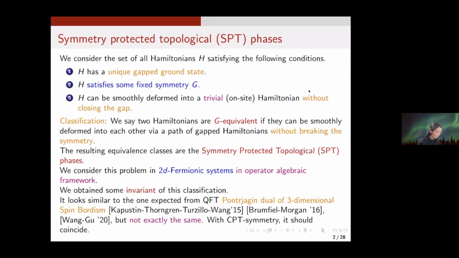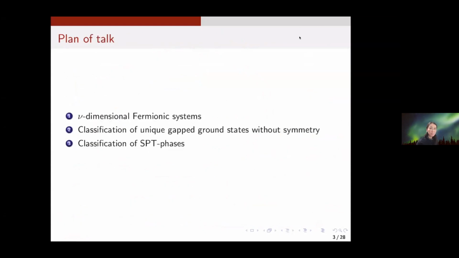It looks a bit unfortunate, but we are expecting, though I haven't finished that part yet, that with CPT symmetry our invariant should be reduced to this one. But this part I cannot guarantee today because it's in progress. Anyway, what I'm going to talk about is this classification problem, and I will describe what kind of invariant we got. So that is a brief description of the talk.